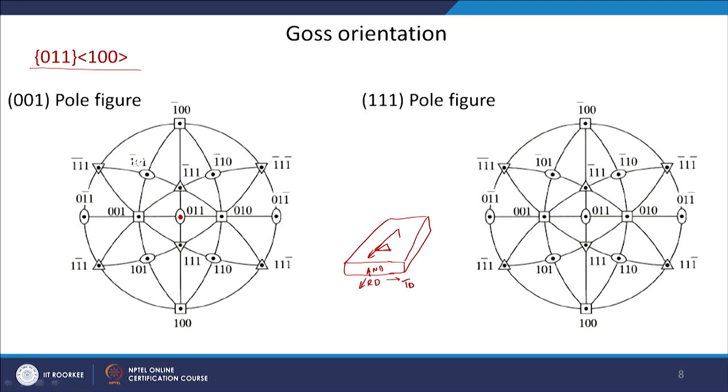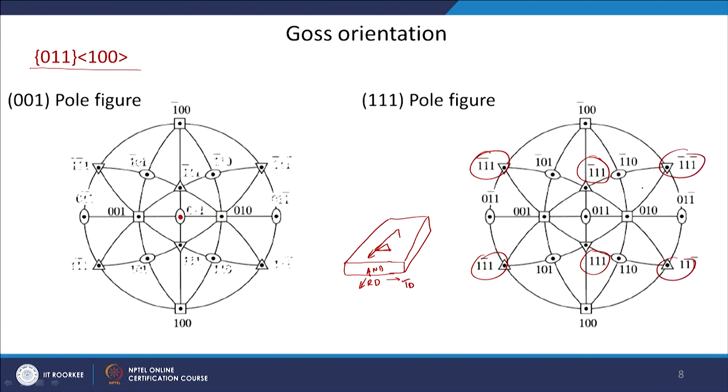So I am removing all the other poles other than 100 types. So you can see that only these particular poles are shown. And if I am looking at a 111 pole figure of the same grain orientation, of course I will remove all the other poles here and I will keep only the 111 poles. So you should be able to see only the poles which I am highlighting here now instead of removing. So you will see all these poles.